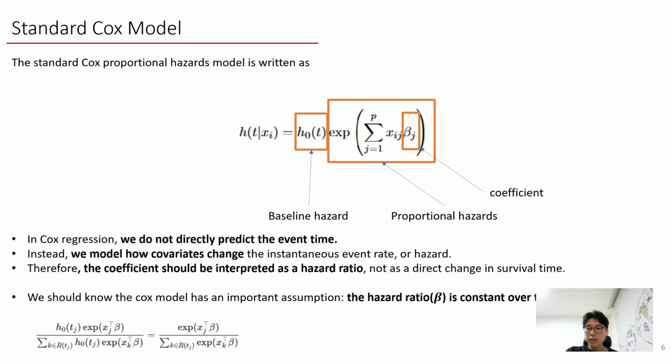In ordinary regression, the model predicts a numeric response. In Cox model regression, we do not directly predict the event time. Instead, we model how covariates change the instantaneous event rate, or hazard. Therefore, the coefficient should be interpreted as a hazard ratio, not as a direct change in survival time.